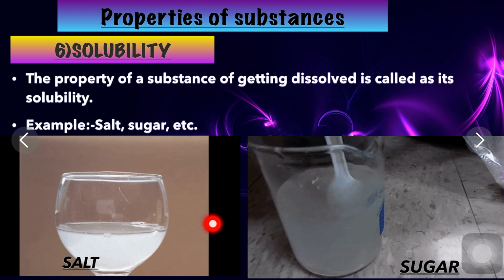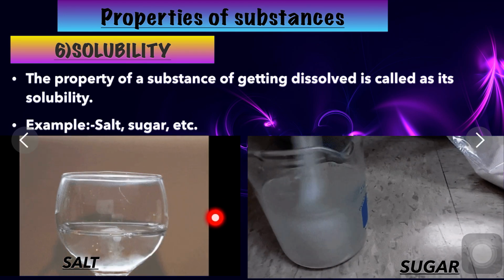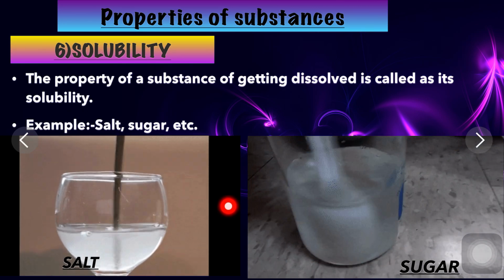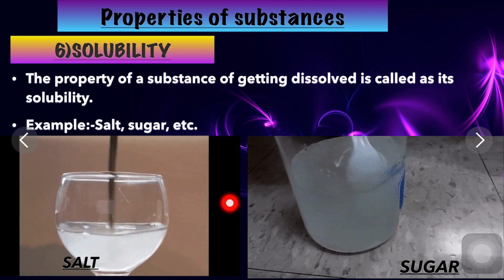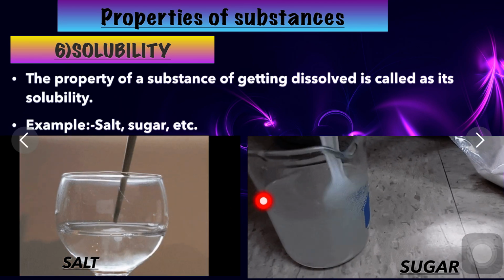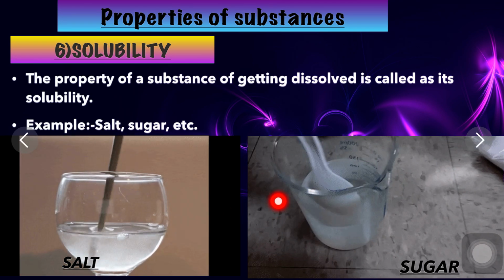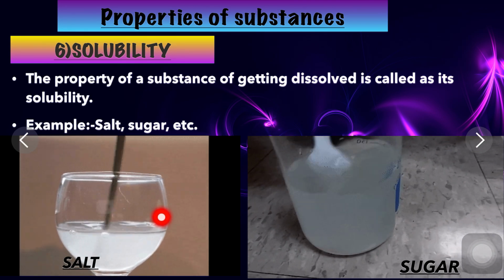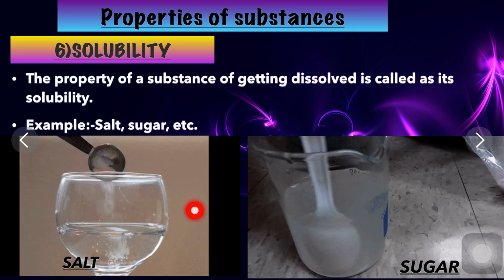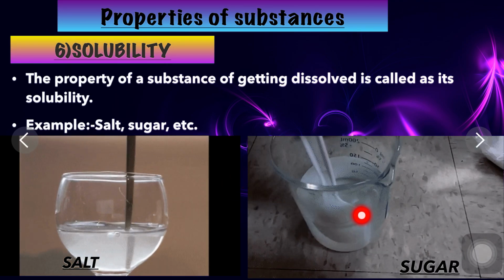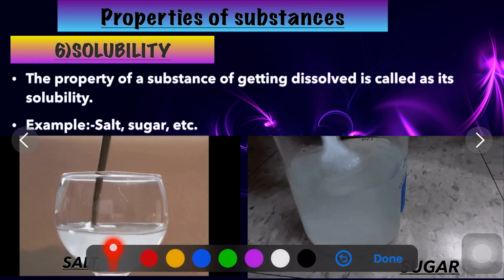insoluble in kerosene. You know of many beverages made by using water and soluble substances. The property of a substance of getting dissolved is called its solubility. As you can see in the example, salt dissolves in the water, so it is called soluble, that is solubility. Sugar also dissolves in water, so it is called solubility.